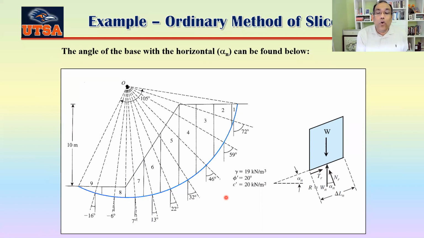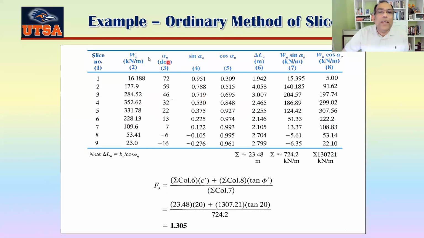Now, if you don't have that, then you can just draw it on a graph and measure that angle with any protractor or something like that. Okay, so you can just find out these angles here. Now here, you can do that in your Excel. This is your slice number. You already know the weight of this one. You already measured the alpha n from there.